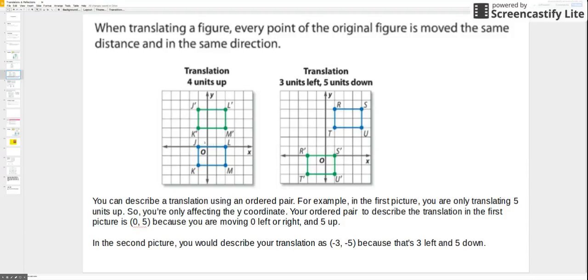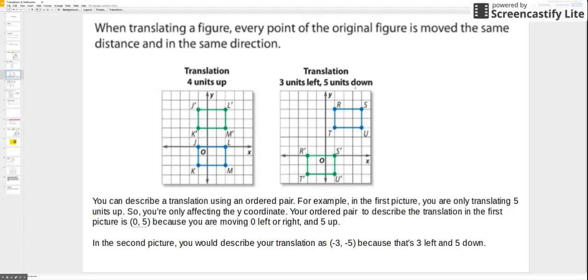So here's one example. This is the same example from the previous slide, okay? So this says translation 4 units up. I'm going to move each of these points 4 units up. 1, 2, 3, 4. There's my J prime. 1, 2, 3, 4. There's my L prime. 1, 2, 3, 4. And 1, 2, 3, 4. Okay? That's an easy way to do it when you're drawing your translations on a coordinate grid.